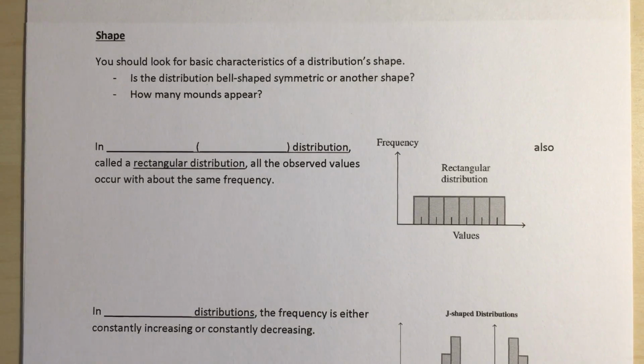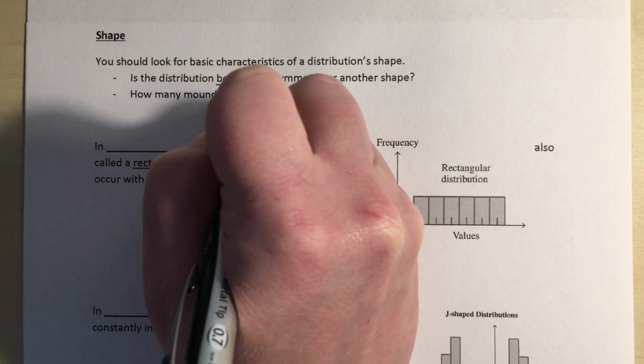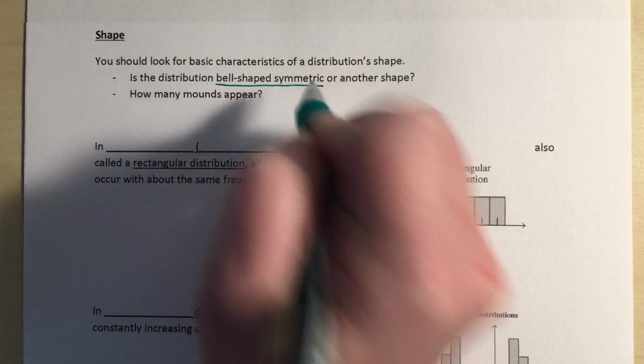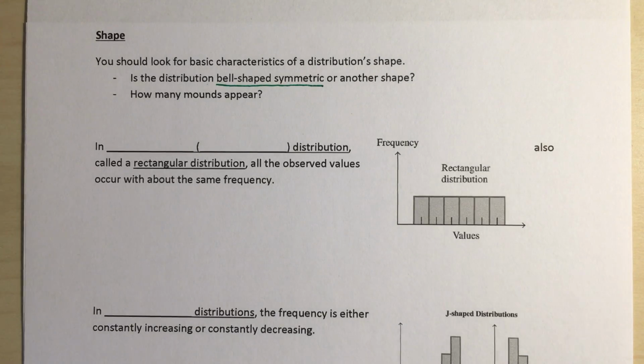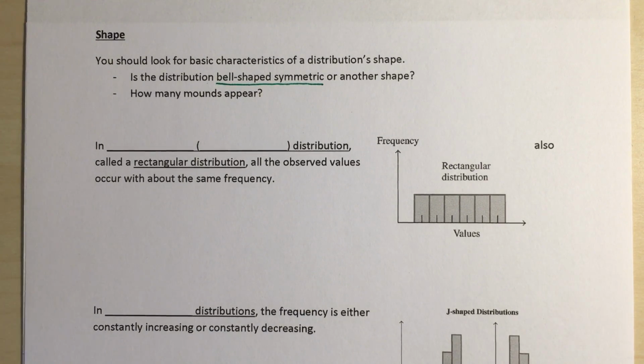Okay, so in section 12.5, we're going to start off by looking at shape. We're going to look for basic characteristics of a distribution shape. Is the shape bell-shaped symmetric, or is it something else? Again, in section 12.5, we are going to focus on bell-shaped symmetric curves, which are tied into the name of our section, which is our normal curve.